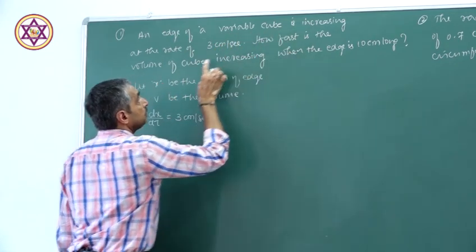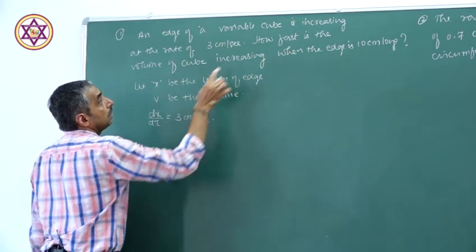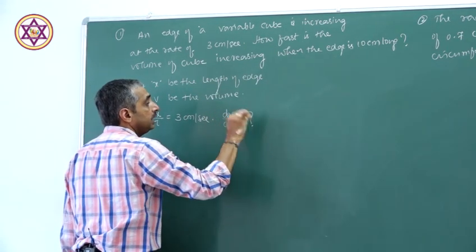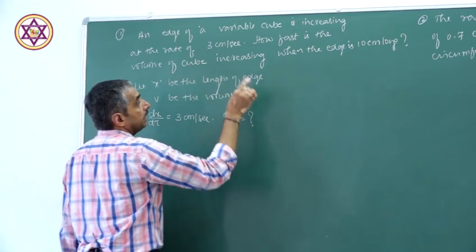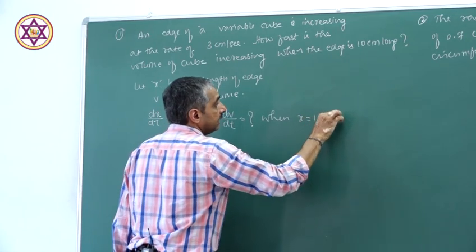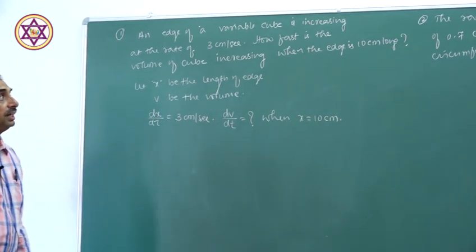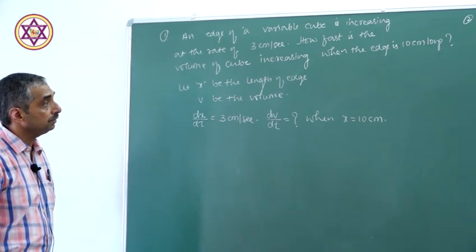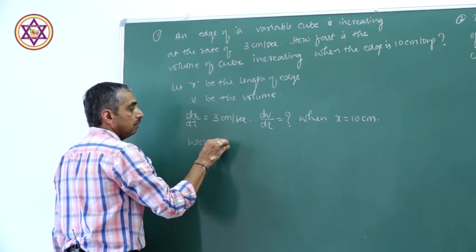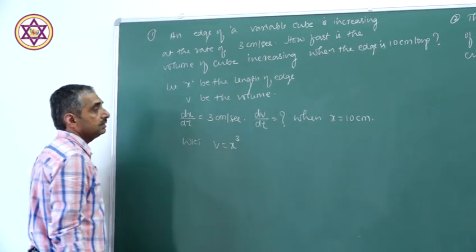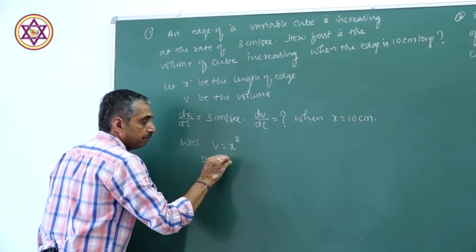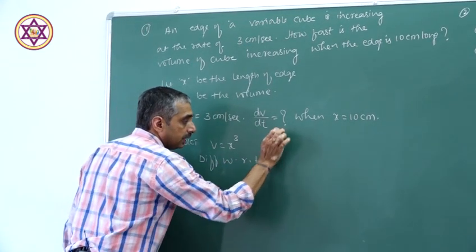How fast does the volume of the cube increase, that is dV by dt, when the edge is 10 centimeter long, that is x is equal to 10 centimeters. Once again we know the volume of the cube formula: V is equal to x cube. Directly differentiate with respect to the variable t.